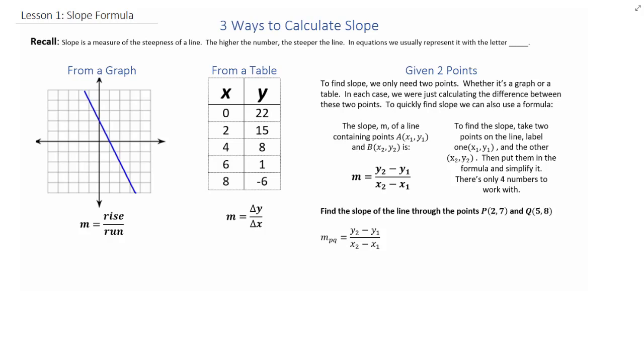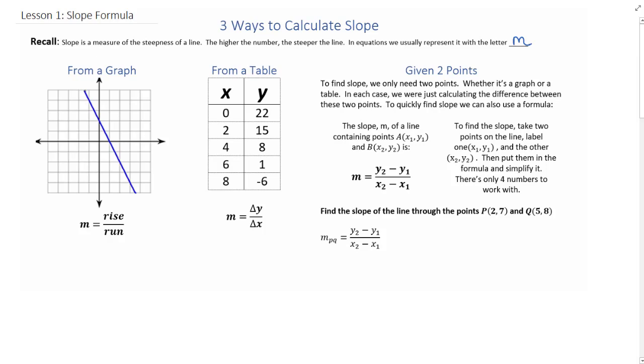The higher the number, the steeper the line. So a slope of 2 would be steeper than a slope of 1. In equations, we represent it with the letter m, which comes from a French word for climbing or steepness. So we're going to use m. All right, so let's start with a graph, the slope of a graph.